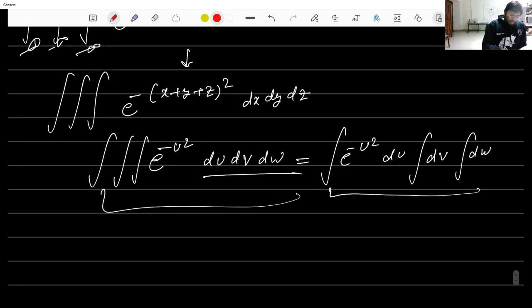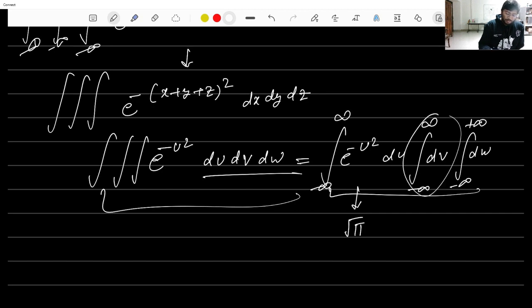So let us see here. Our integration becomes like this. This integration is root pi because this is a normal Gaussian integration, but the integrals over v and w, each from minus infinity to plus infinity, diverge.